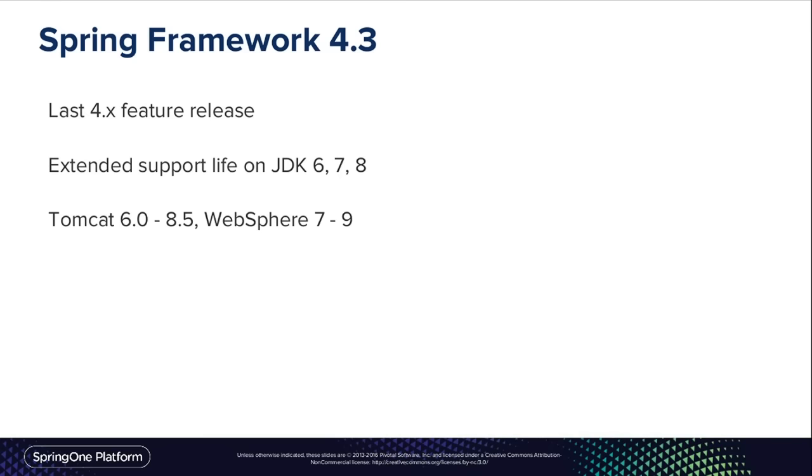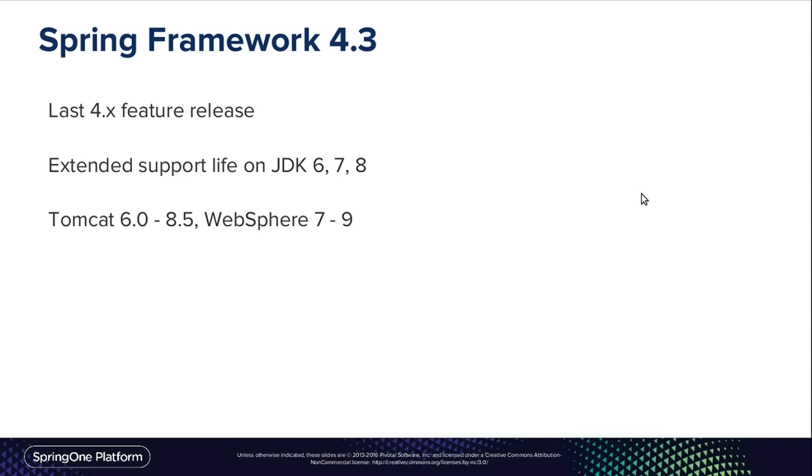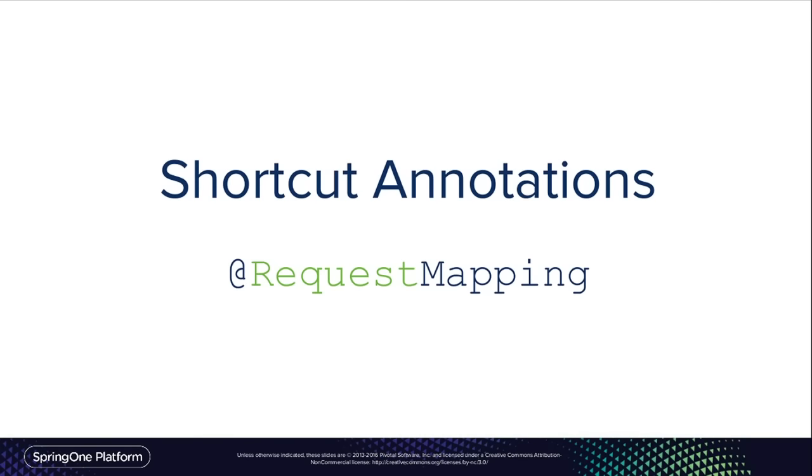So basically, if you need to be on JDK 6 or 7, then the answer there is 4.x. We plan to continue to maintain it and to support it, but there will be no more new features. We focus with new features on Spring Framework 5. So in this talk, we will cover what those new features are that are rounding off the 4.x release.